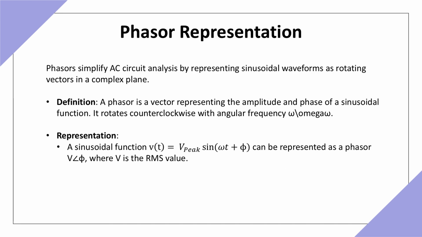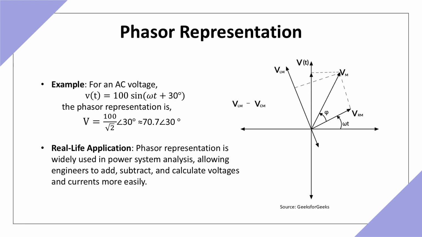Phasors simplify the analysis of AC circuits by representing sinusoidal waveforms as rotating vectors on a complex plane. A phasor captures both the amplitude and phase angle of a waveform. For example, the sinusoidal function V(t) equals 100 sine(omega t plus 30 degrees) can be represented as a phasor, V equals 70.7 angle 30 degrees. This means the RMS value is 70.7 V and the phase angle is 30 degrees. Engineers use phasors extensively in power systems to calculate voltages and currents efficiently.